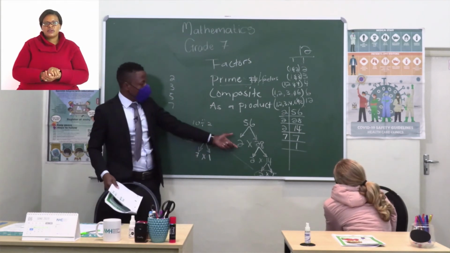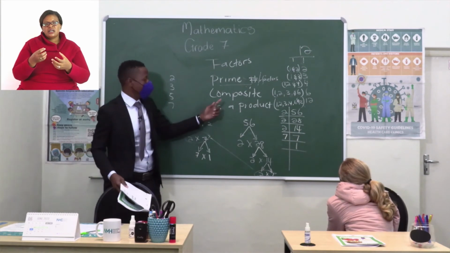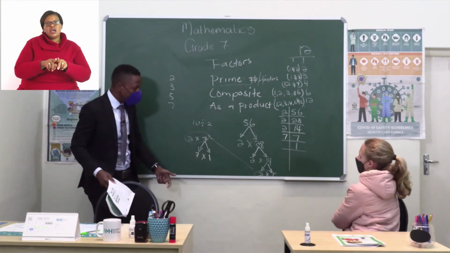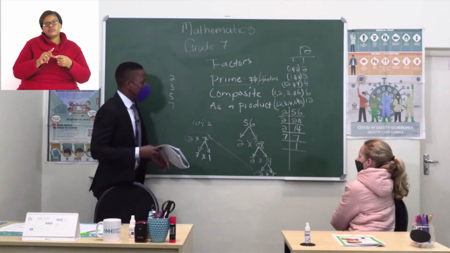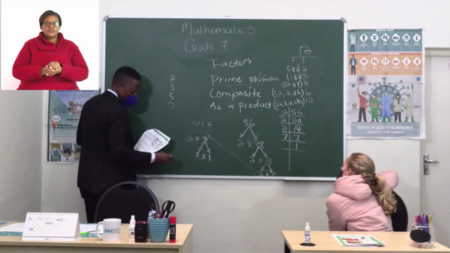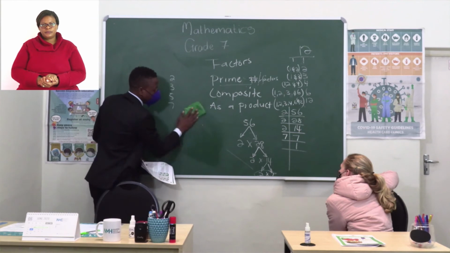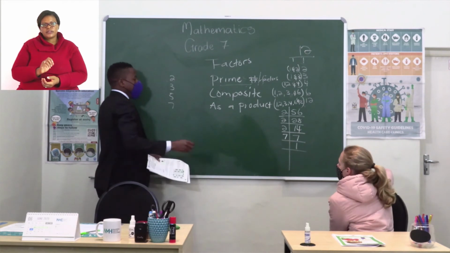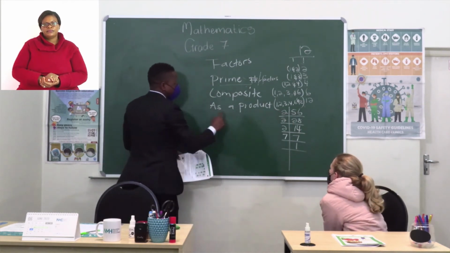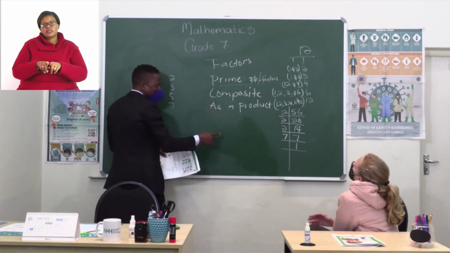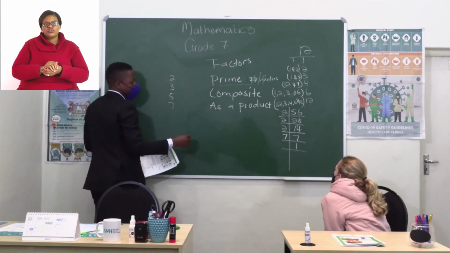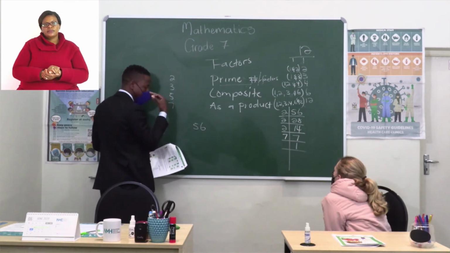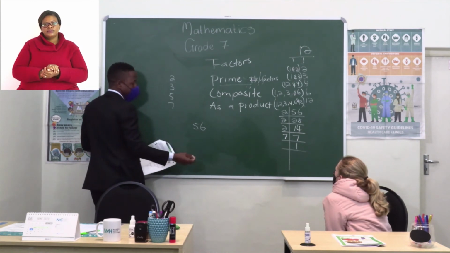But you did not give the answer to "write 56 as a product of its prime factors." To answer this question, you must write it this way. Just erase this. You must write it in this way. Write 56 as a product of its prime factors. You write 56 as a product. A product is an answer for multiplication.